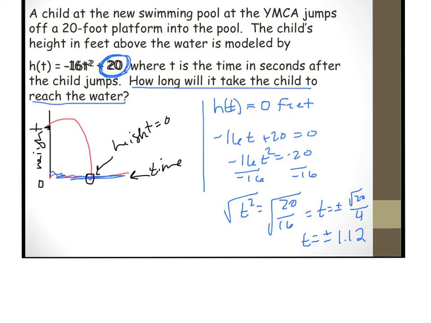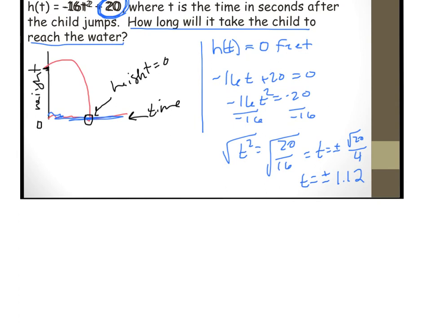We have an application. We can't have negative time. So I ignore the negative, and I then recognize that at this point right here, time is going to equal 1.12. Well, if they started at 0 and this intercept is 1.12, working with the application, it took 1.12 seconds for the child to reach the water after they've jumped off the platform. So they were in the air for 1.12 seconds.